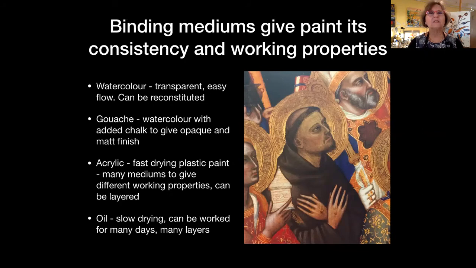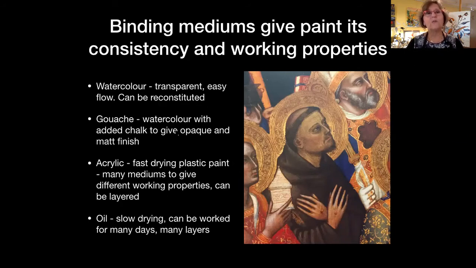So anyway, in terms of the binding medium, they do give paint its consistency and its working properties. So with watercolour, they are transparent and very easy flowing, just like water. And it can be reconstituted. So watercolours are not set. If you drop water on them after they've dried, you can make them watery again, and you can actually take that colour off. So you need to be careful, and generally watercolours need to be behind glass or sealed in some way so that they don't get damaged.